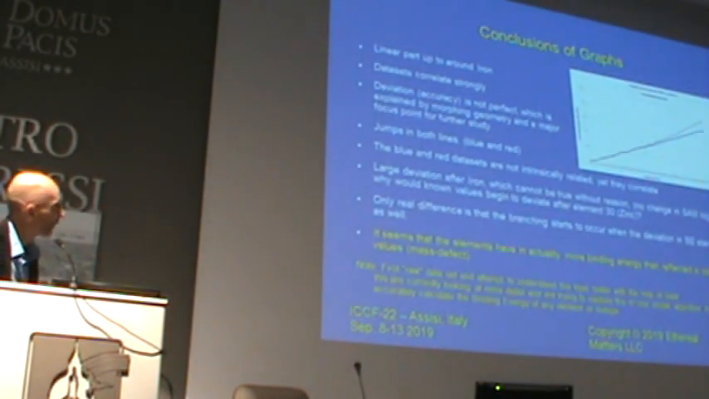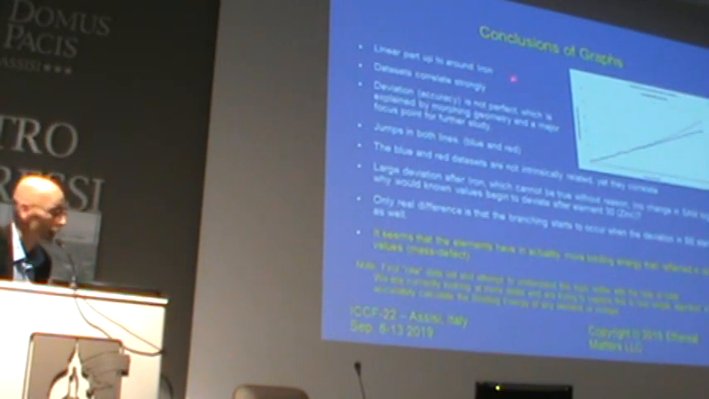So the conclusions of this graph. The linear part is all the way up to iron and a little bit further even. The data sets correlate strongly. The deviation starts to come up.